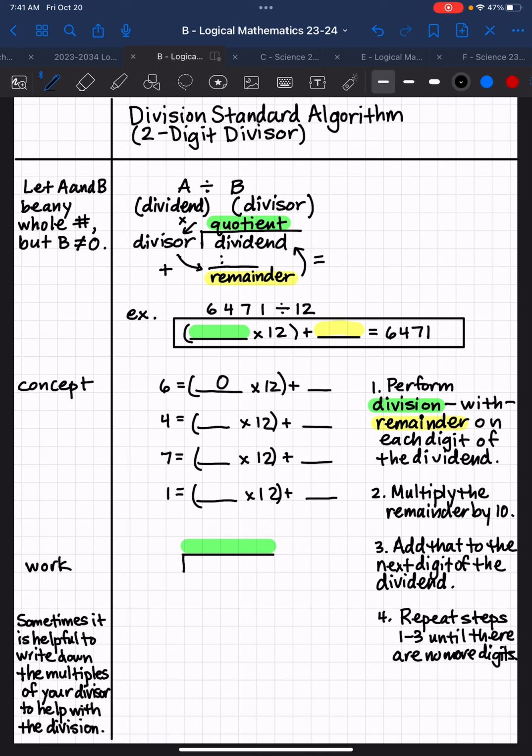All right, so 0 times 12 is what? 0 times 12 is 0. Let's write the 0 right here so we can keep that in our mind and on paper.